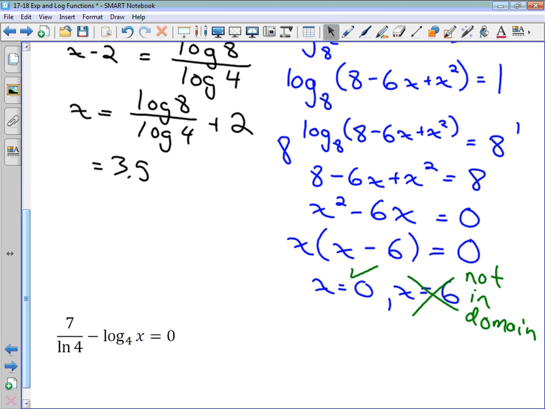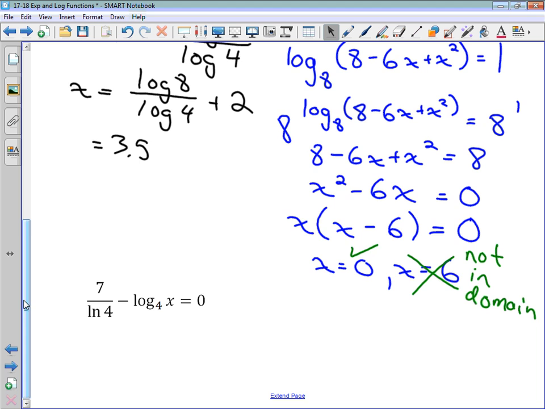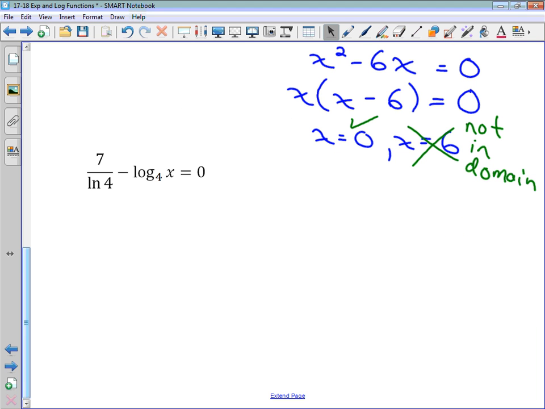Finally, the last thing I want you to get in the habit of doing. Let's say they give you something like 7 over ln 4 minus log to the base 4 of x equals 0. And they want you to solve. The weird thing about this one is we have logarithms with two different bases. We've got a ln, so a log to the base e, and we've got a log to the base 4. We should only ever have one base in any question.